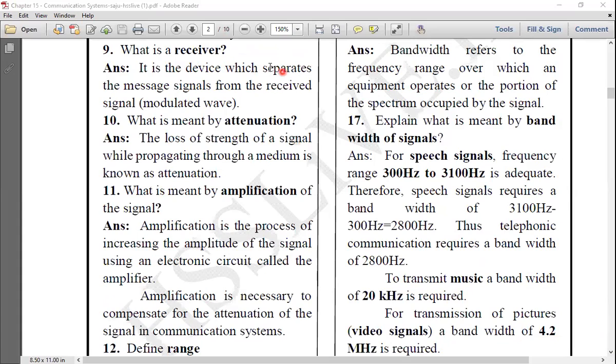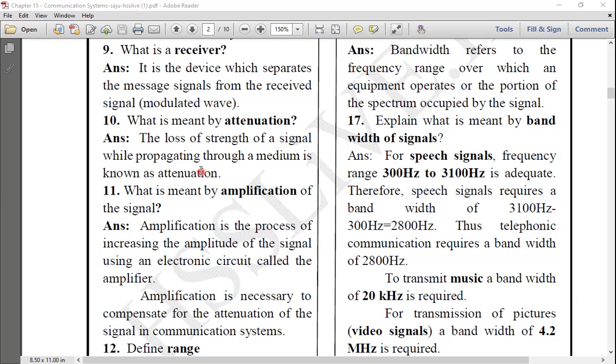It is the device which separates the message signal from the received signal. Yes, no. That is called receiver. What is meant by attenuation? The loss of strength of signal while propagating through a medium is known as attenuation.